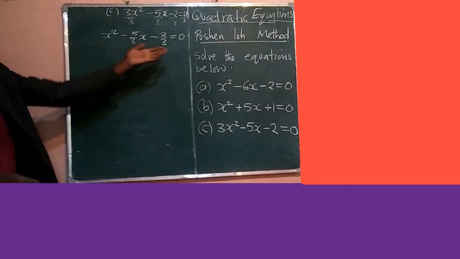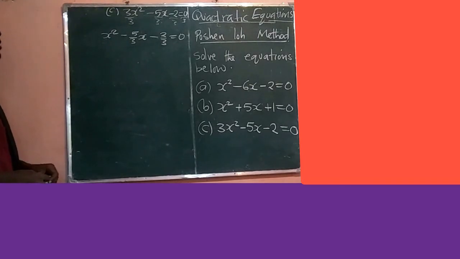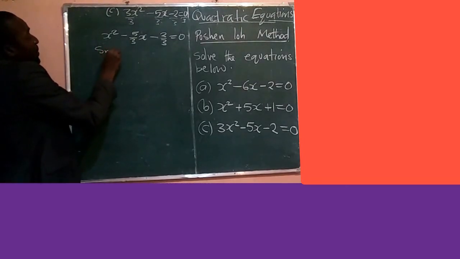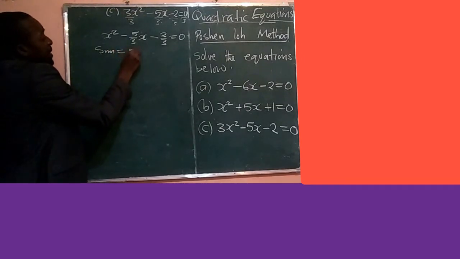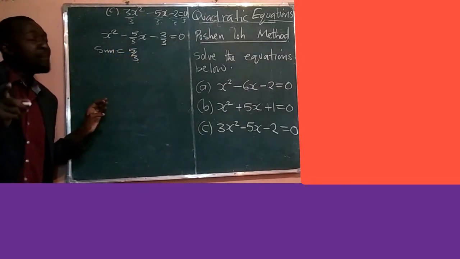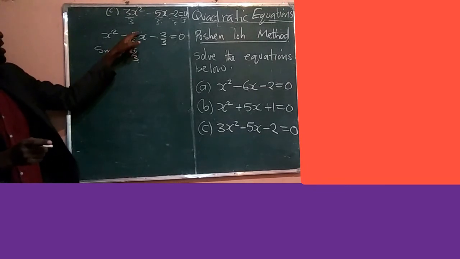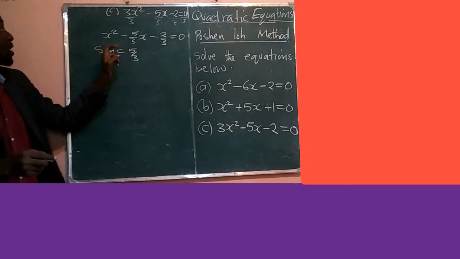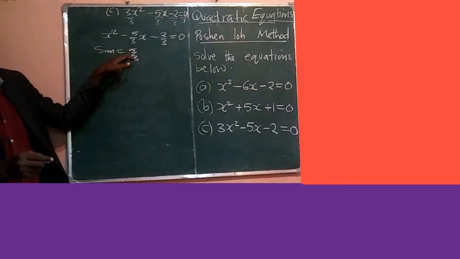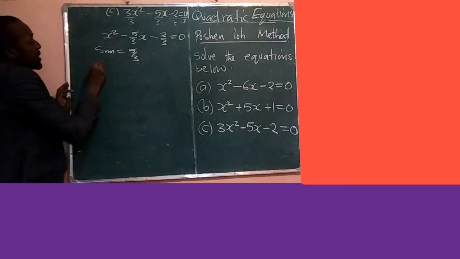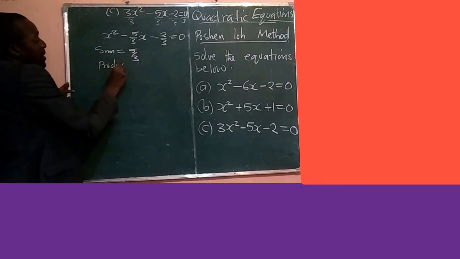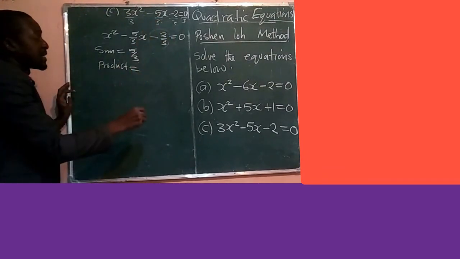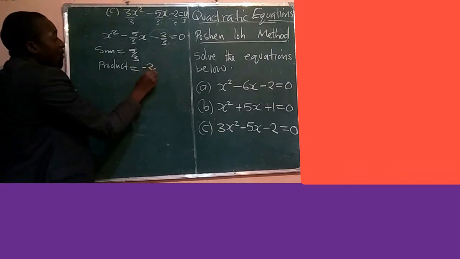So we are going to use the sum and product method. And so what we do here, as usual, is to write down the sum, which is 5 over 3. Always remember that the sum is always this number here, the coefficient of x. So if the sign here is negative, you change it to a positive. And so the product is given by the number at the end here, the constant term, which is negative 2 over 3.